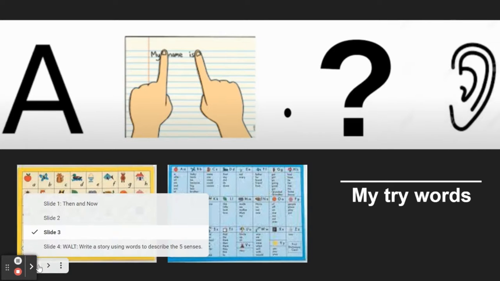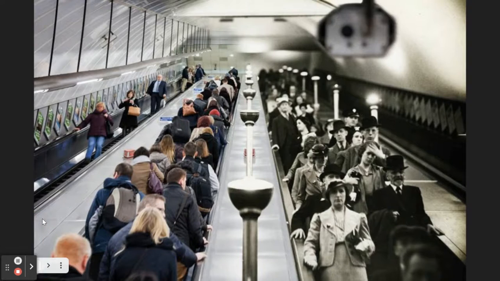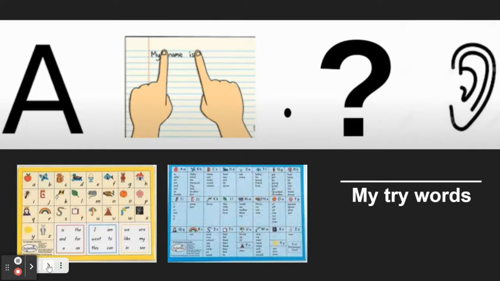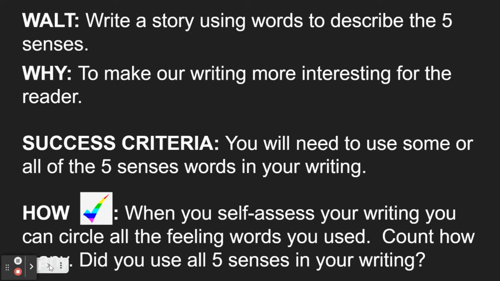Let's go back to the picture one more time, just to remind you. Okay, now, today when we're writing, we are learning to use words to describe the 5 senses. Why are you learning to do this in your writing? Is to make your writing more interesting for the reader.